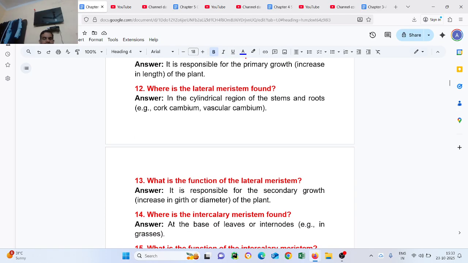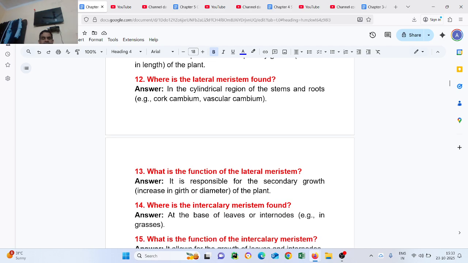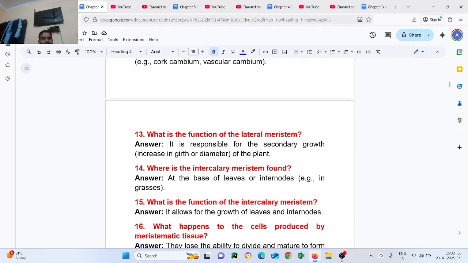Question number 14. Where is the intercalary meristem found? At the base of the leaves or internodes, for example in grasses. Question number 15. What is the function of intercalary meristem? It allows for the growth of the leaves and internodes.